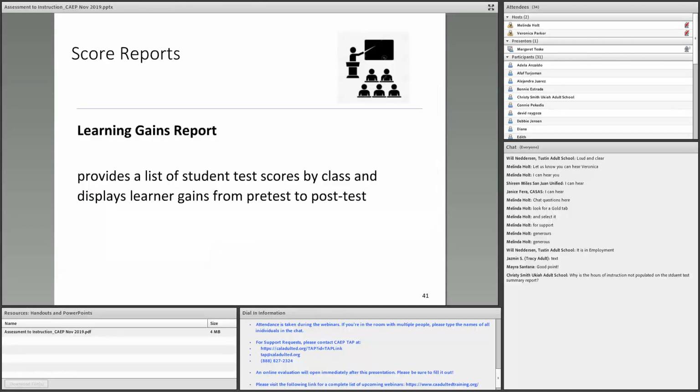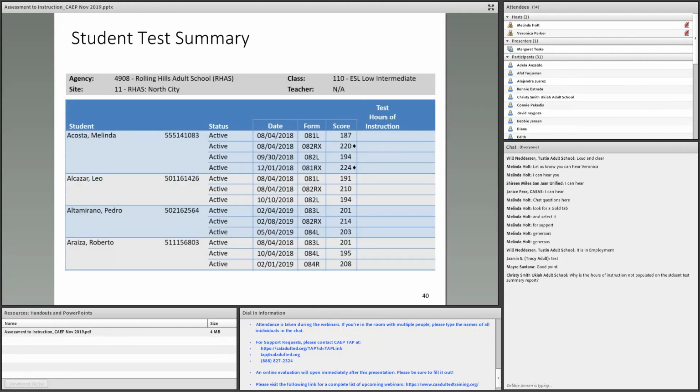Why are the hours not showing? Probably it was not clicked. Sorry. That report, I did not click that to get that report. It can be on there.